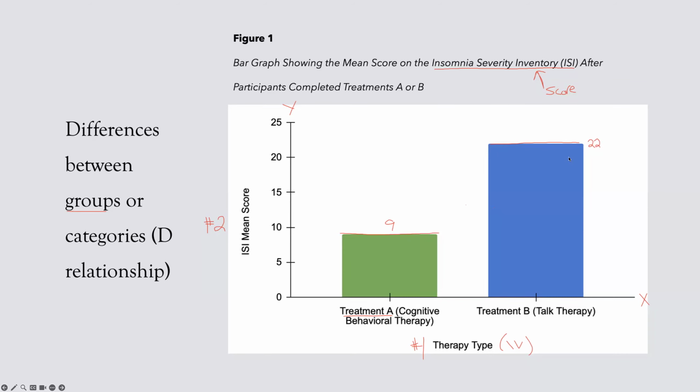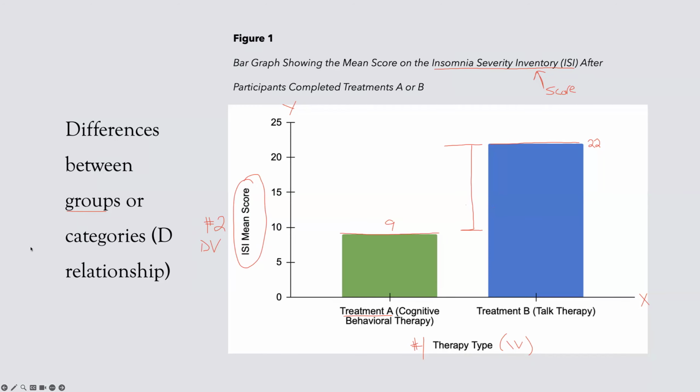So when we say that there is a statistical relationship between groups, we're saying that there's some difference between these two groups in the score, whatever your dependent variable might be. So this is our dependent variable. And here, this looks like a pretty big difference. We can see that treatment B, the group that had talk therapy, seems to have a higher mean, so more severe insomnia. And so this would indicate a relationship between our variables, and specifically, this would be a D relationship. So that's one example of a relationship between variables.